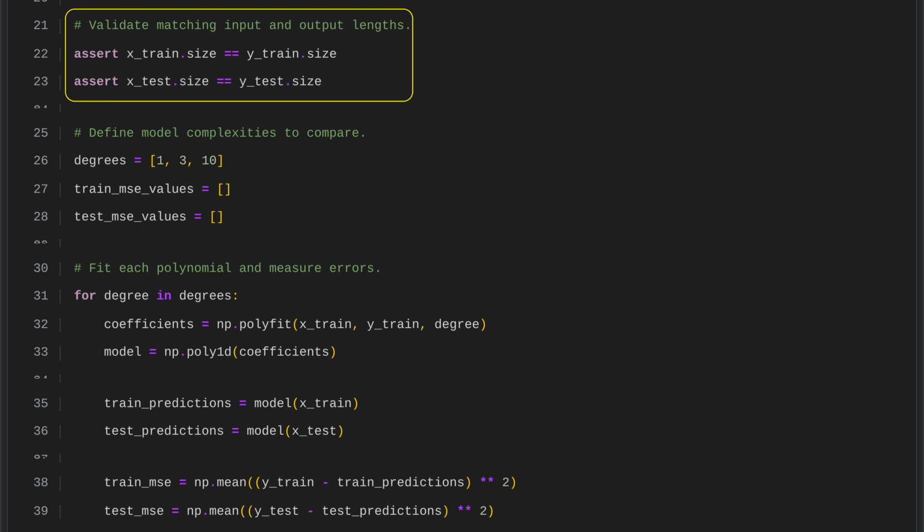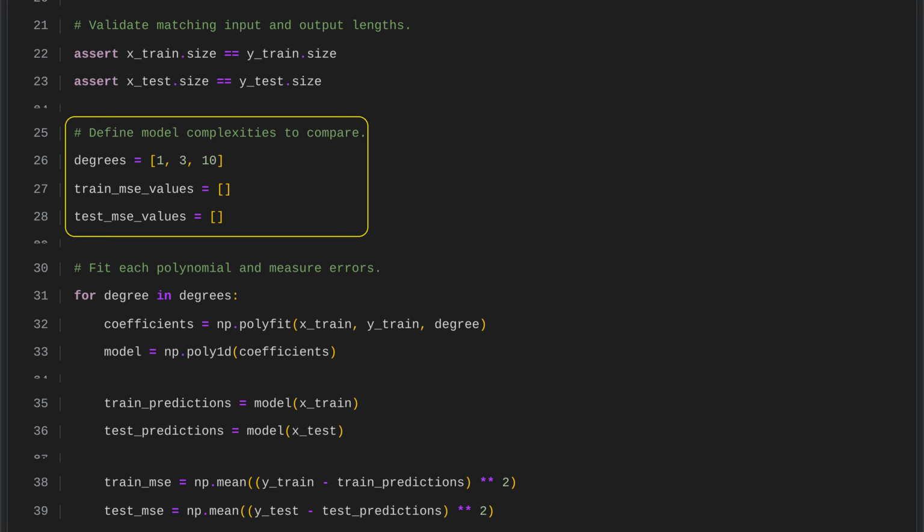Check that each training input has a matching training output, and then each testing input has a matching testing output. This consistency is essential for correct learning and reliable evaluation, because predictions must be compared against the right actual values.